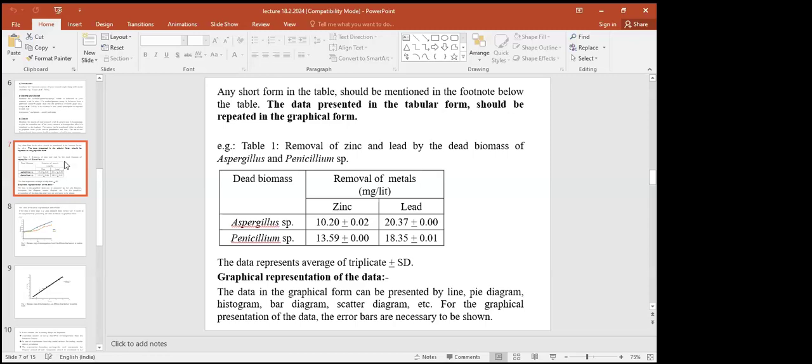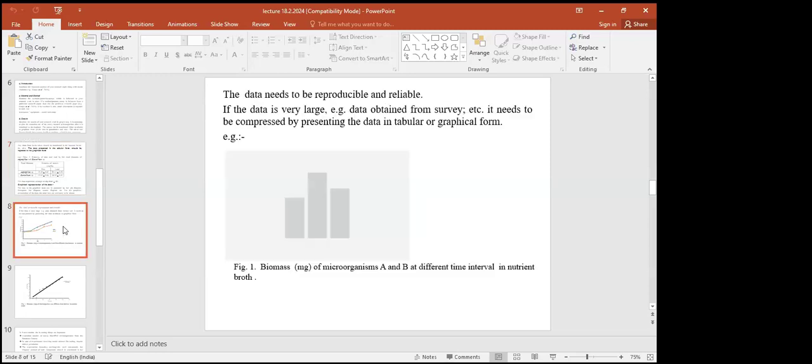Coming to the graphical representation, the data in graphical form can be presented, you can see this in Excel, okay? There are different options: line, pie diagram, histogram, bar diagram, scatter diagram, okay? So these are the different ways by which you can present your data in graph form, and you will find these options in Excel. You have PowerPoint, you have Word, and the third is Excel.